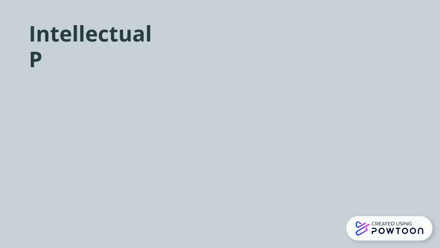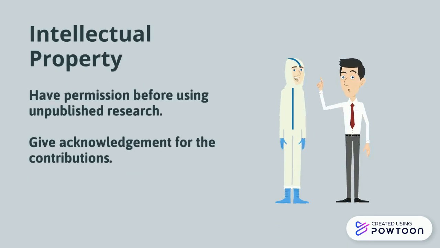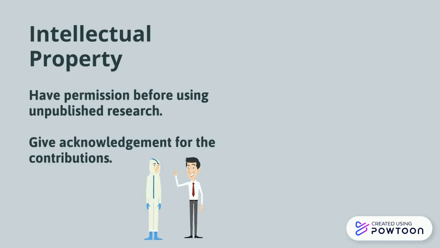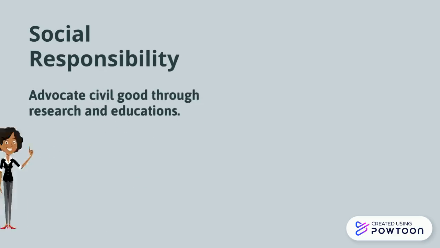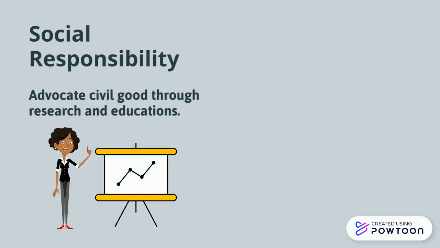11. Respect intellectual property. Researchers should ask permission before using unpublished research and give acknowledgement to the contributors. 12. Responsible publication. A researcher should publish to further research and not publish duplicatively. 13. Researchers should have social responsibility to advocate civil good through research and education.